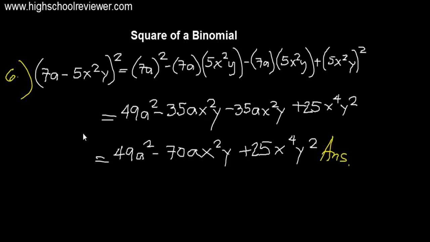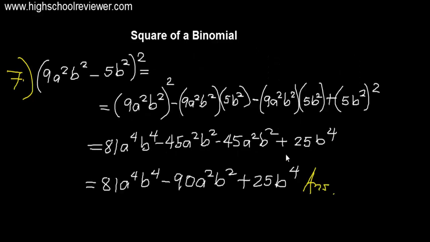Number 6, the quantity of 7a minus 5x squared y. Our first term is 7a, second term 5x squared y. The same process. Our final answer, 49a squared minus 70ax squared y plus 25x raised to the fourth y raised to 2.